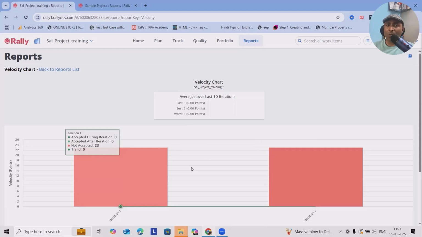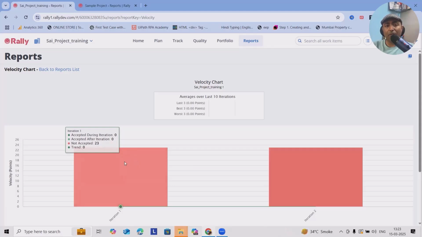In terms of color codes, wherever you have the darkened line, it means the proposed velocity, which is the average accepted points over the last 10 iterations. Then dark green bars show the total amount of accepted work delivered by the last day of the iteration. Light green bars show the total amount of accepted work delivered after the last day of the iteration.